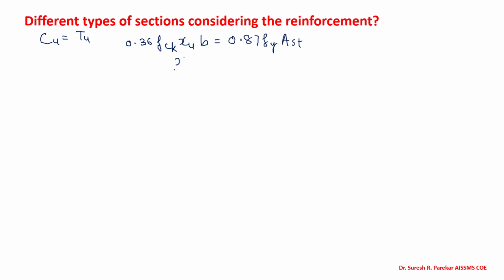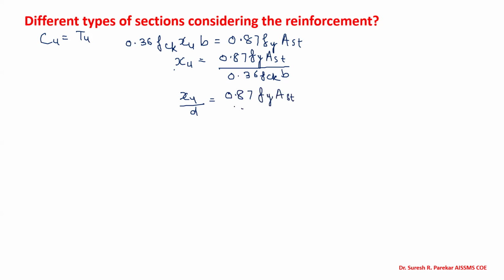Now from this we will get the value of xu, which is equal to 0.87 fy Ast upon 0.36 fck b. So if we know d also, then we can write xu by d, which is equal to, as already seen in Annex G (you can go to the last video, video 11), 0.36 fck b into d. Now this is nothing but Ku.